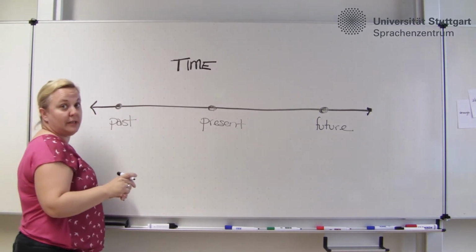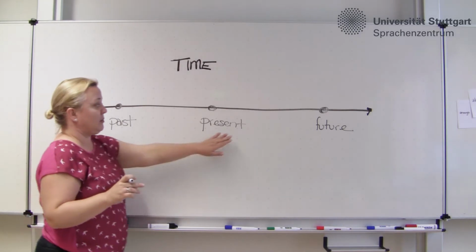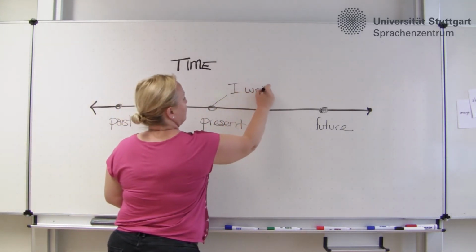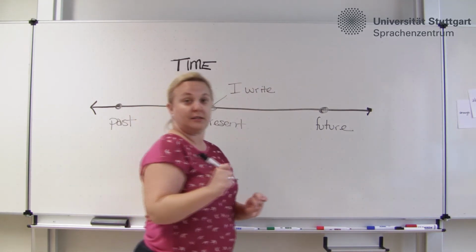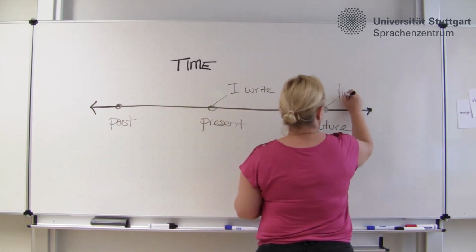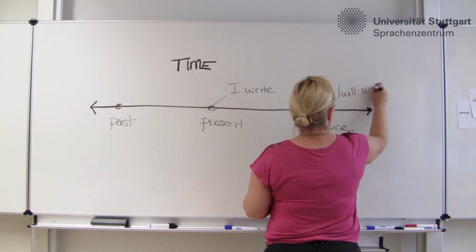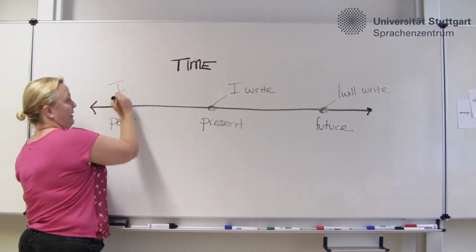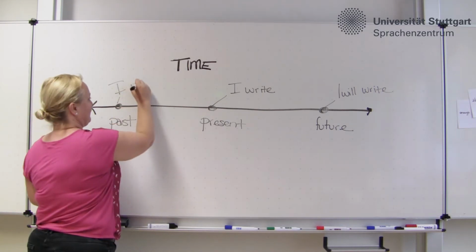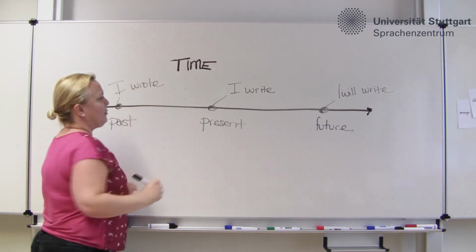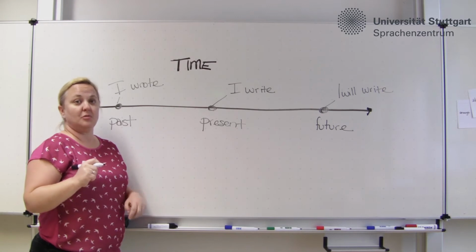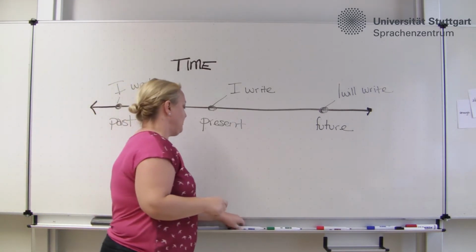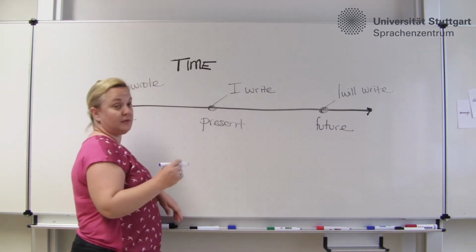In the so-called simple tenses, that means that we have present tense, I write. Future tense, I will write. Past tense, I wrote. Now where it gets a lot more complicated is when we do the more complicated tenses, when we do things like present progressive or any of the other progressive tenses.